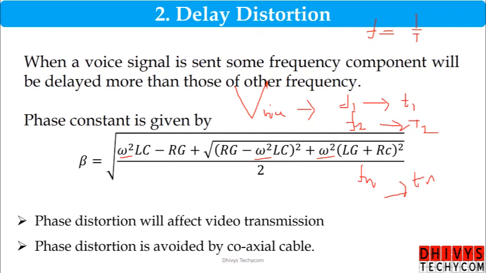That is why researchers keep on working on such parameters. So that is the second type of waveform distortion.